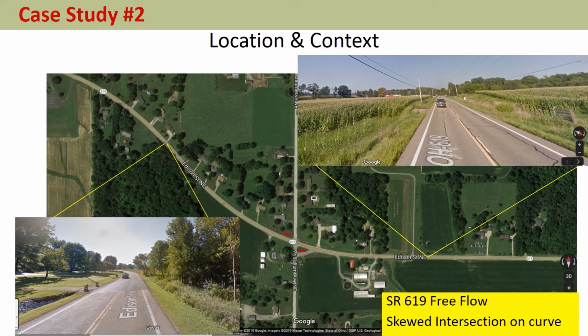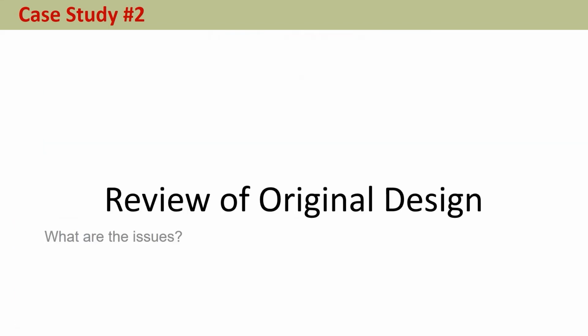There's some driveways, residential. And as you look at these photos, it's currently a free flow condition. It's pretty wide open, but there's curves. The roundabout is on a curve and on a skewed intersection. So there's some challenges here with this application of a roundabout. Again, free flow, State Route 619, and we're going to put in a roundabout.